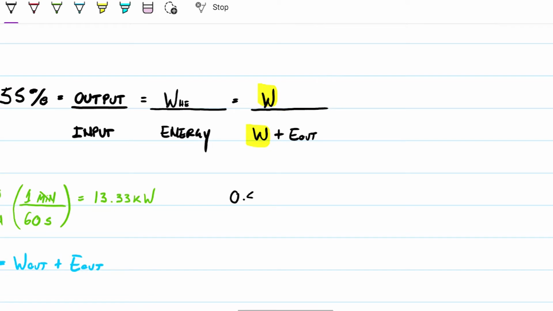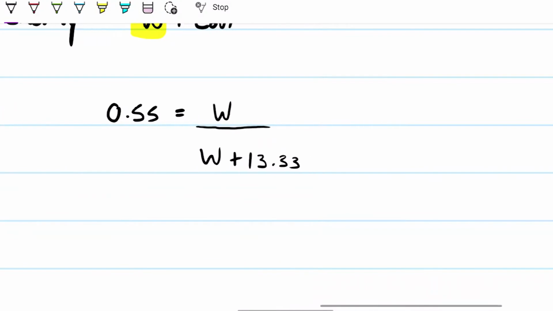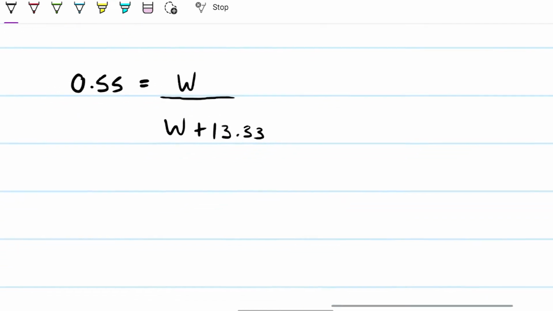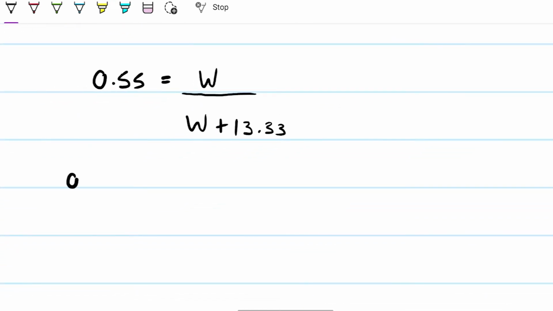So I'm saying that 0.55 equals my work divided by work plus 13.33. Okay, beautiful. Now I just need to solve this, and it's as easy as that. So to do that, I'm going to say that 0.55 of the work plus the multiplication between 13.33 times 0.55, that's about 45, 0.45 is equal to the work.